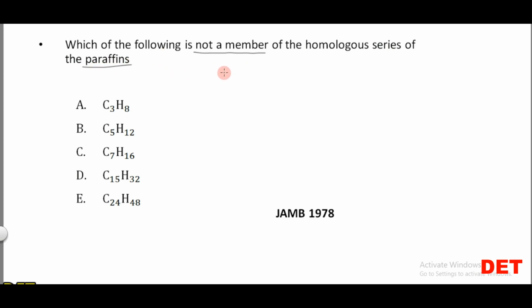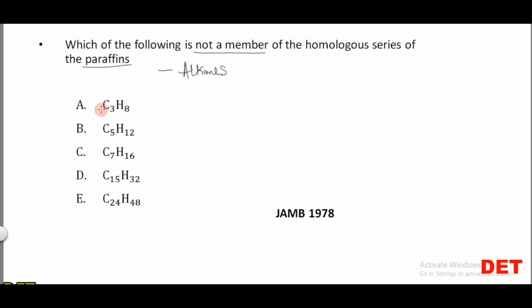So, first of all, you should know that the paraffins are also referred to as the alkanes. They are the alkanes. So, which of the following is not an alkane, is not a member of the alkane series? That's what this question is trying to say. In other words, which of them is not an alkane?